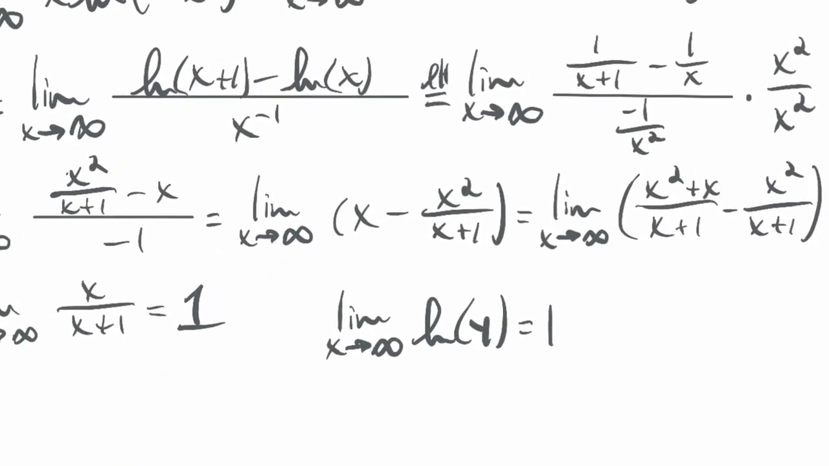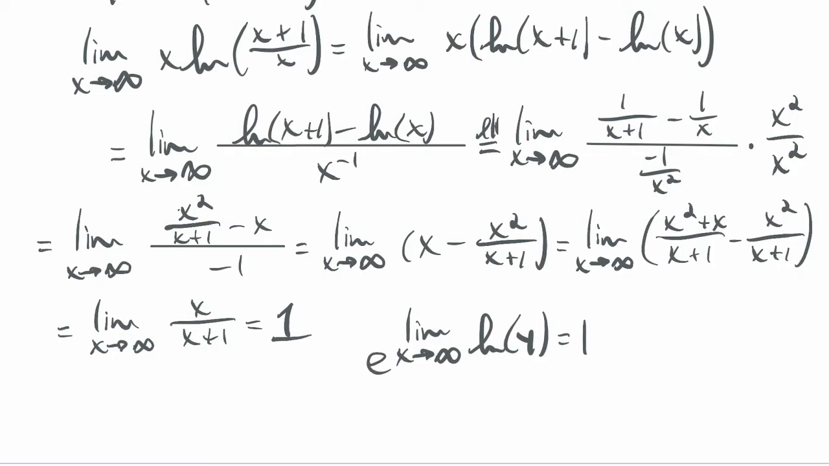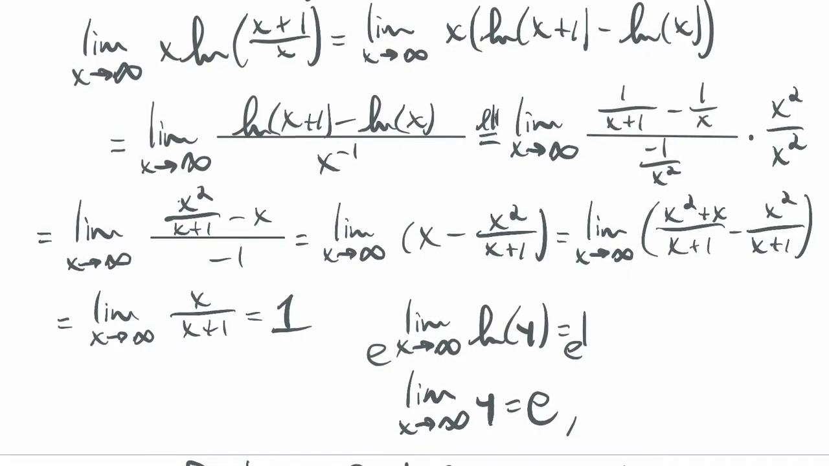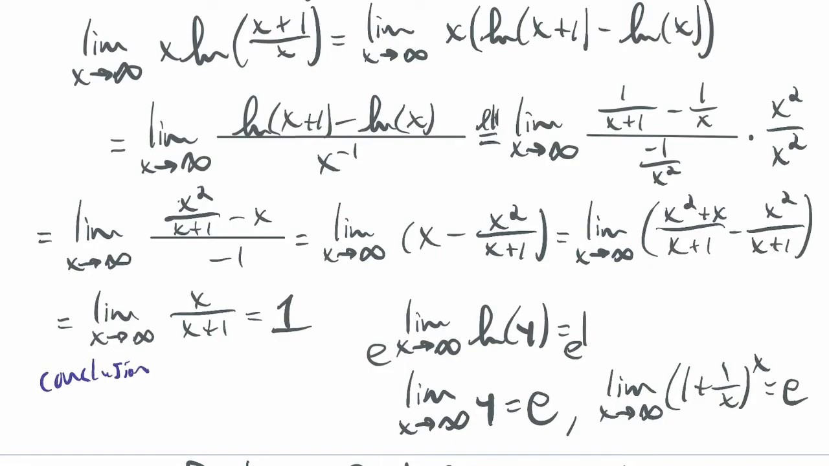So what I can do now is apply the base e exponential function to both sides, right? And e is continuous, so this gives me, cutting corners here a little bit, the limit as x goes to infinity of y equals e. Therefore, the limit as x goes to infinity of 1 plus 1 over x, to the x power, equals e, which is something you've probably done in Cal 1. So in conclusion, 1 plus 1 over n to the n power goes to e, okay?